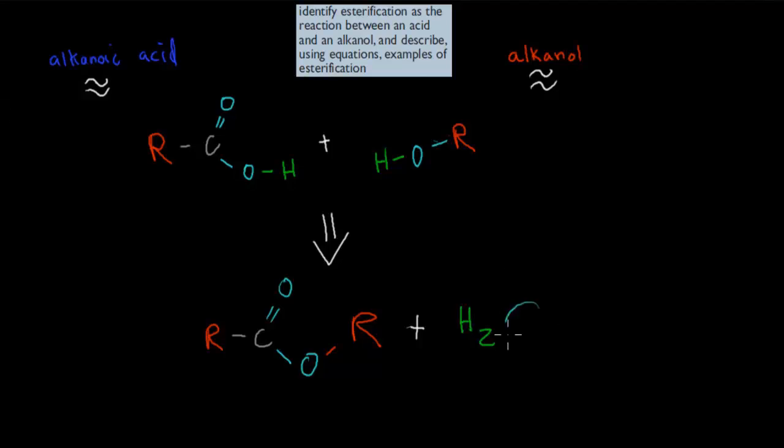We call this the ester. This was our ester. Because the ester is when we combine an alkanoic acid and an alkanol together, we call it the ester. And we have a condensation reaction happen because we have a water molecule leaving in the process where they join. So at the point where they join, we have the water molecule condensating out. So I'll read the actual dot point. It says identify esterification as the reaction between an acid and an alkanol, and describe using equations examples of esterification.